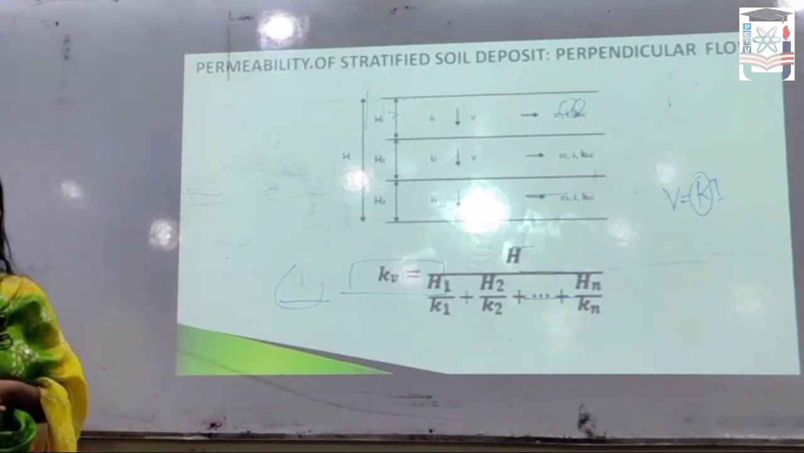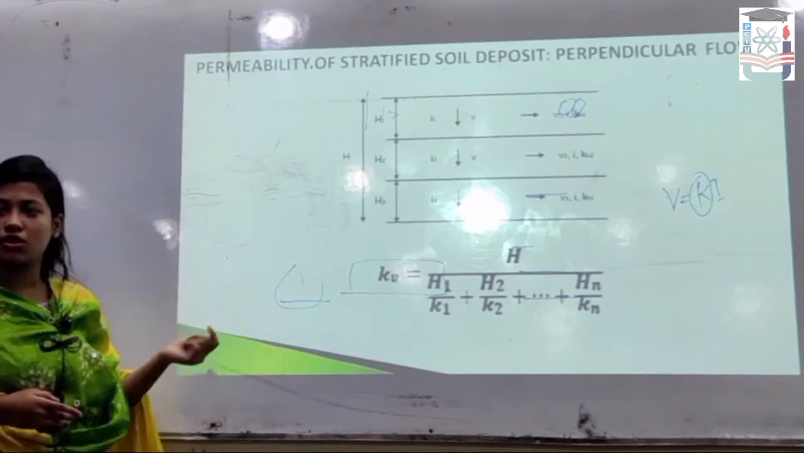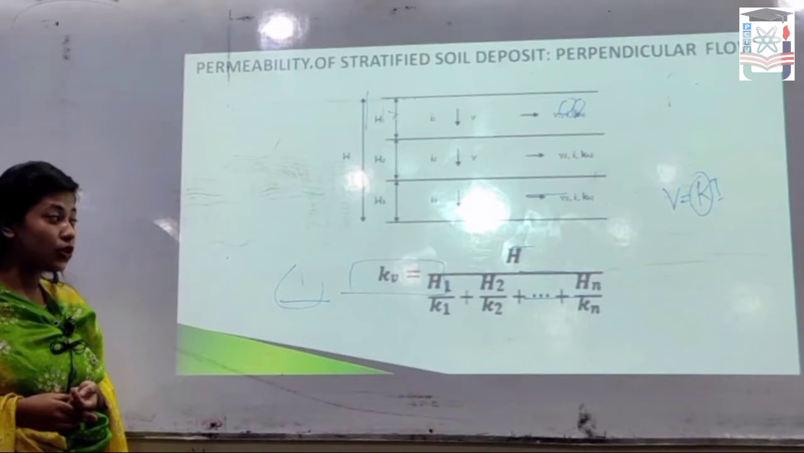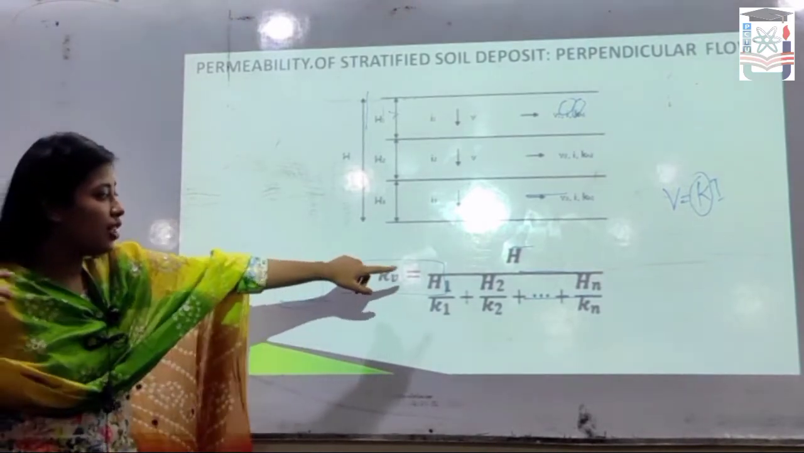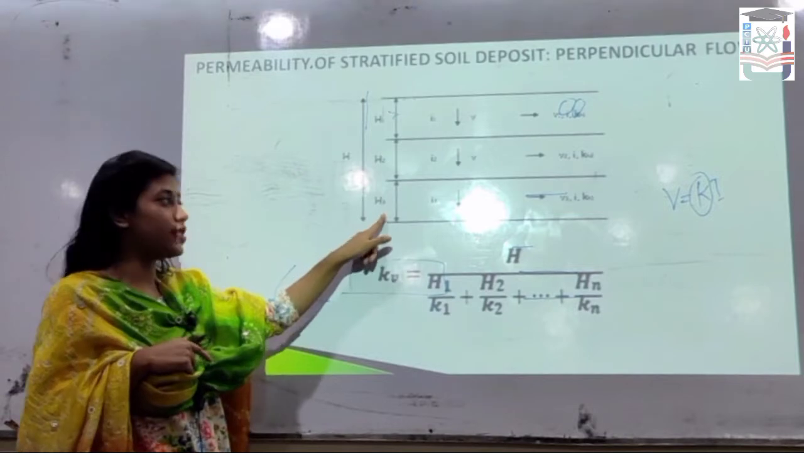Today we are going to learn about the permeability of stratified soil deposits, perpendicular flow. If the water flows downward or vertically, it is called perpendicular flow. For perpendicular flow, we will use this equation. At first, we have to determine the total H. That is this one. This layer is H1, this layer is H2, this layer is H3.